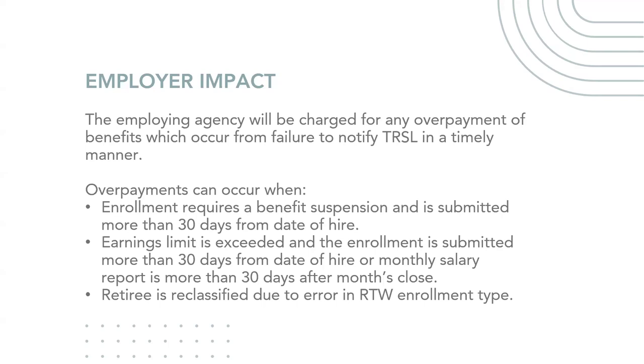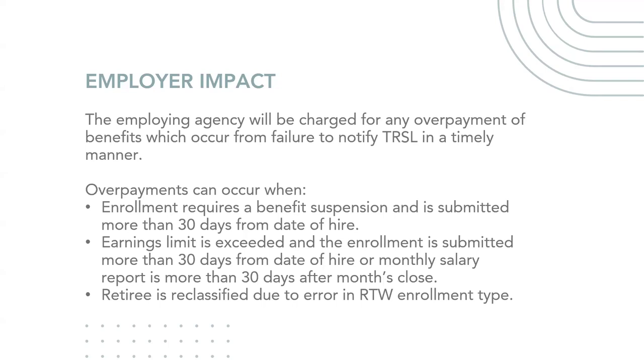Some of these overpayments are inevitable, but the time in which you take to submit the enrollment tells us whether to charge you or the retiree for the enrollment. And that's really specifically with that option 2 enrollment for 2020. For the earnings limit, if you submitted more than 30 days after the hire, it's if the earnings limit is exceeded and the enrollment is submitted late. And that's also applicable if the monthly salary report is submitted late as well.